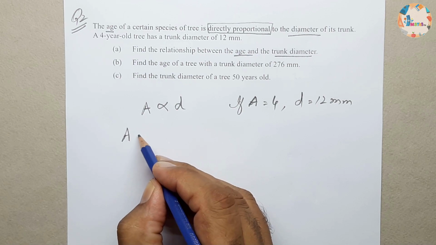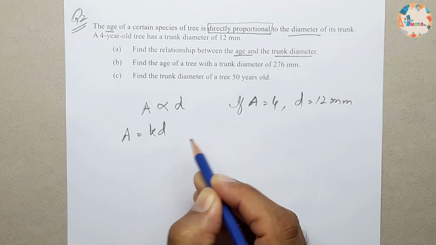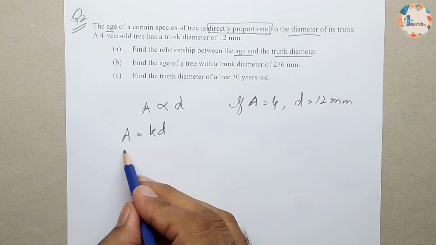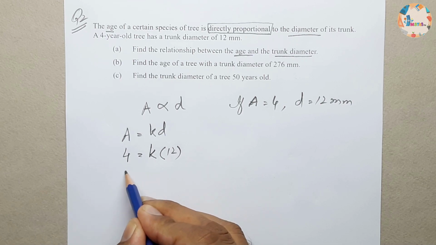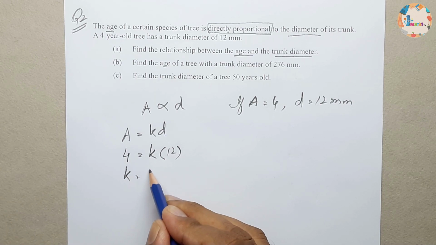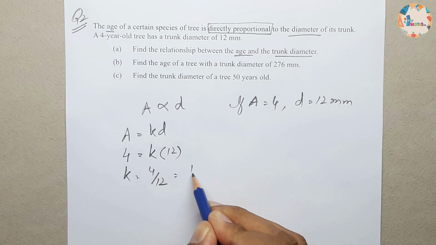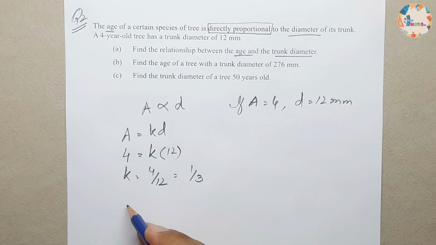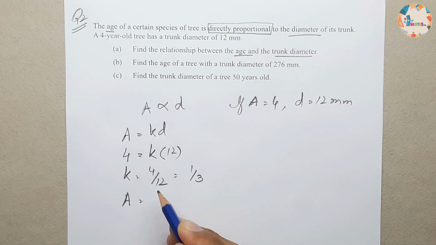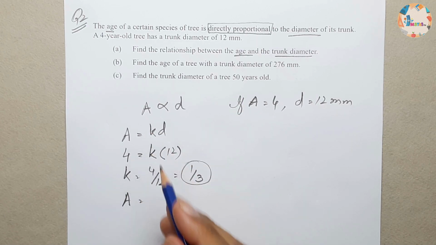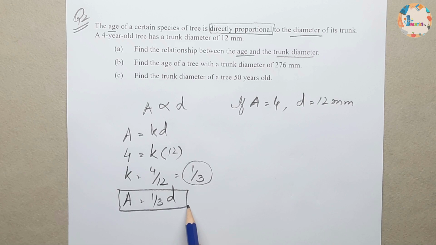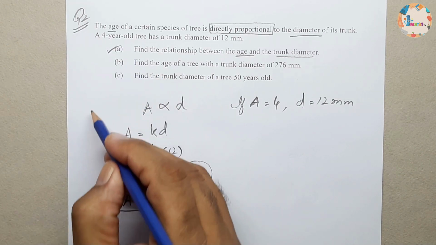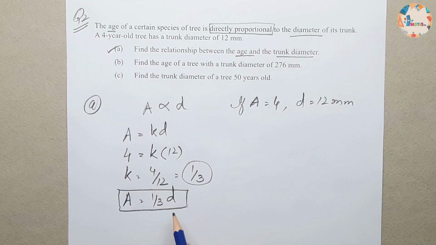So A will be equal to KD. Now we will be replacing these two values. So 4 is equal to K into D, which is 12. So K will be equal to 4 over 12, which is equal to 1 by 3. So our equation will be A is equal to, K value is 1 by 3, so we'll replace it in this: 1 by 3 into D. Now this is the relationship which they are asking for in part A. So this is basically the A part. Up to this one we have done.